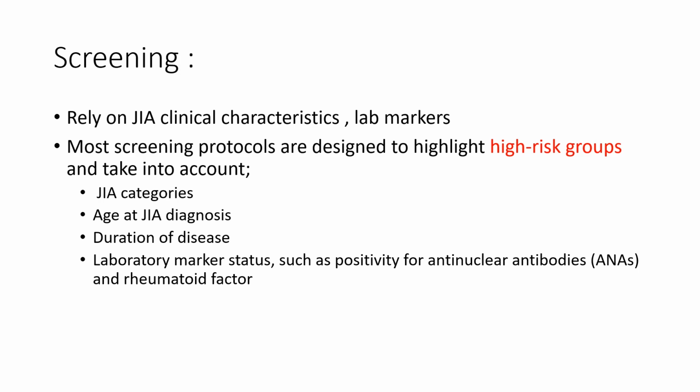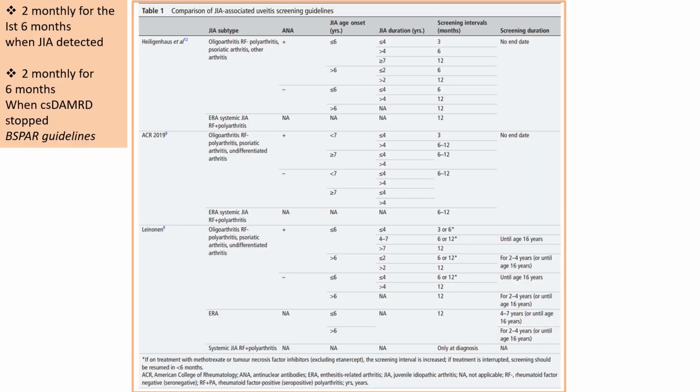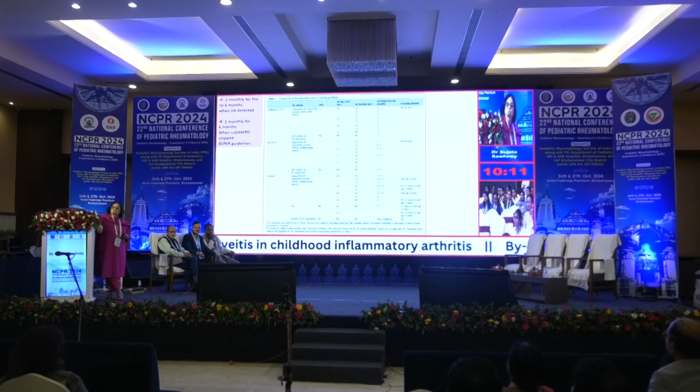So the screening relies upon all of these characteristics, and you can go ahead and look at the screening guidelines of SHARE and the ACR. They are all pretty much similar except for the cutoff age of 6 or 7 years. The only organization that suggests 2 monthly uveitis screening in the first 1 year is the BSPAR from the UK.